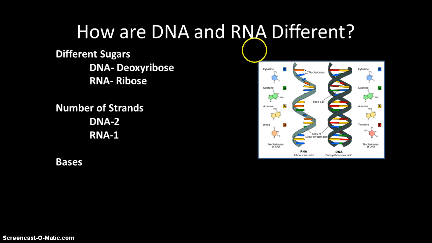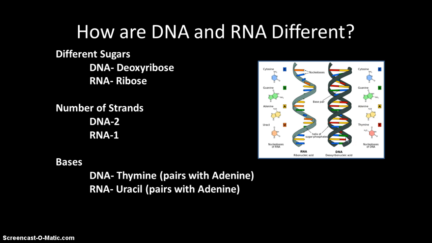Bases, let's go down the list together. We have cytosine, guanine, adenine, and wait, what's this one? It's a new base, uracil versus thymine. DNA has thymine. This is our T that pairs with A. RNA, on the other hand, has uracil, so A pairs with U. We're going to talk more about uracil later, but it's important to remember RNA has a different base.